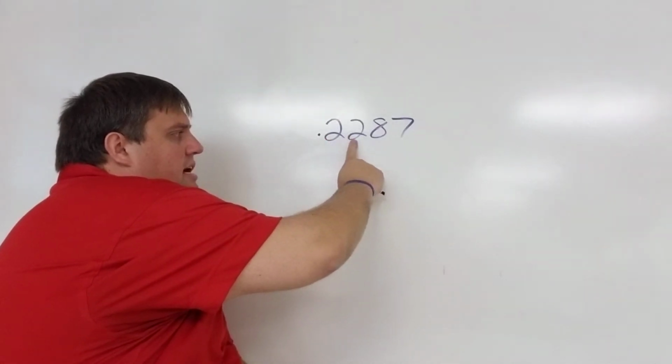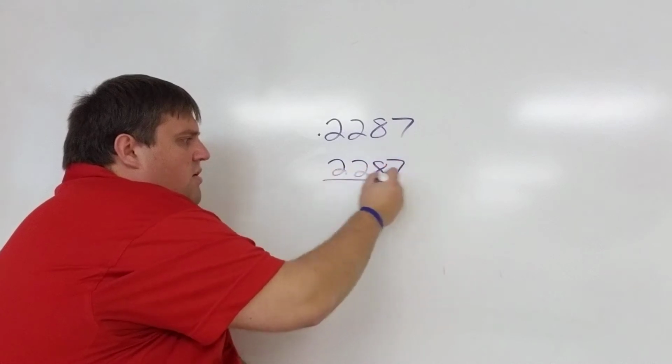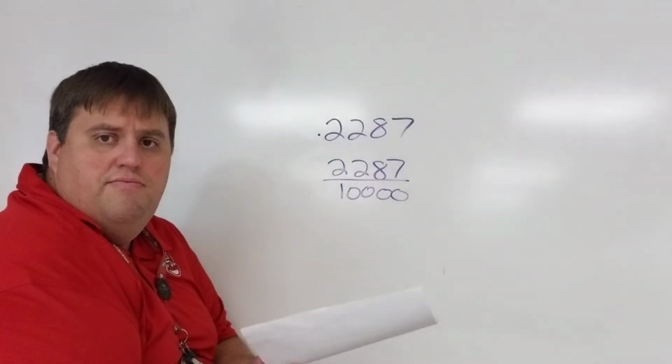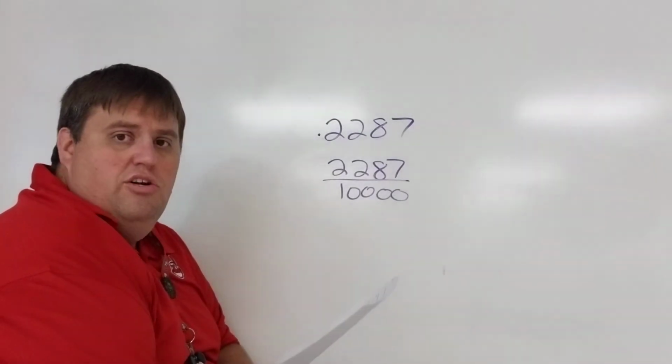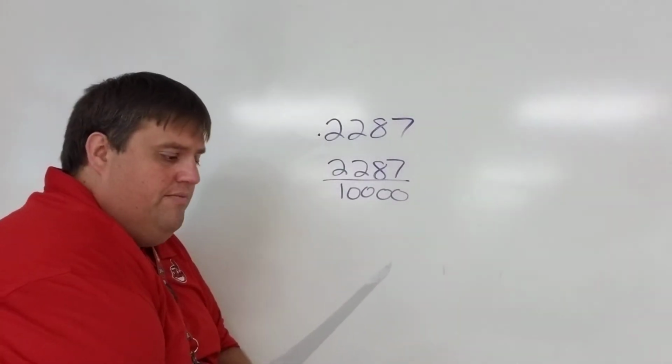This goes tenths, hundredths, thousandths, 10 thousandths. That goes 2287 over 10,000. There's that number as a fraction. It must be rational. Number 3 is irrational. It does not have a pattern. It goes on forever. That's irrational.